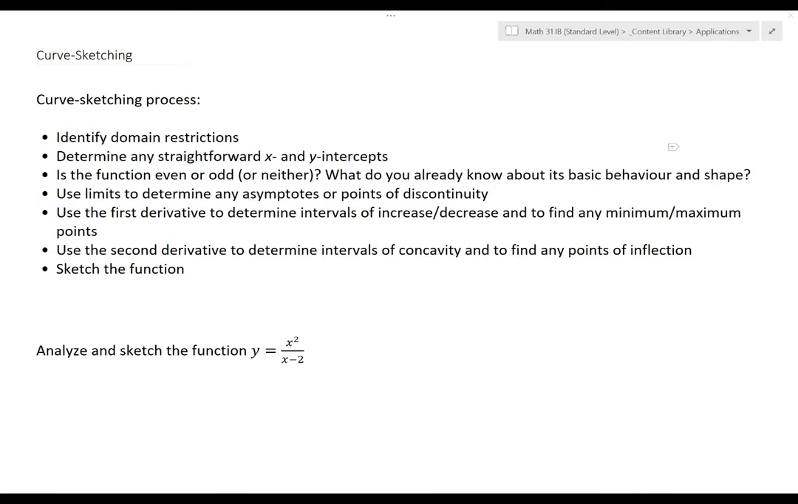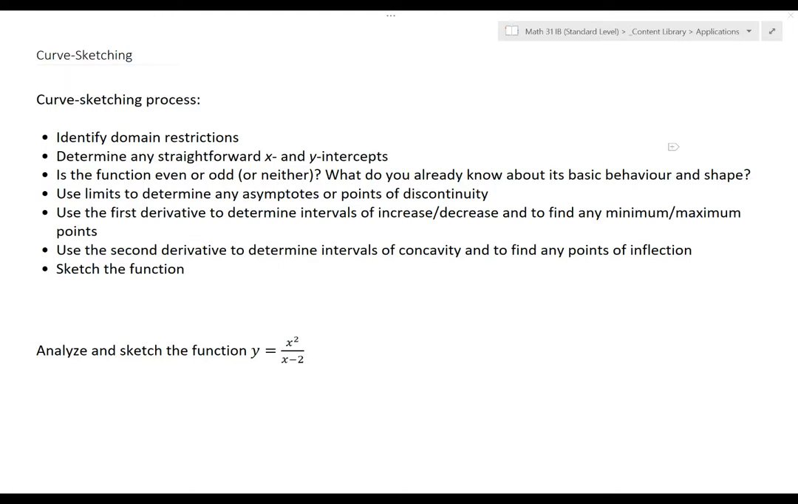Is the function even or odd, or maybe neither? So that's what happens if I replace x with negative x. Does it give me the same function, or does it just do a vertical reflection of the function? What do you already know about its basic behavior and shape? So if it's polynomial and so on, is it increasing, decreasing? Use limits to formally determine any asymptotes or points of discontinuity.